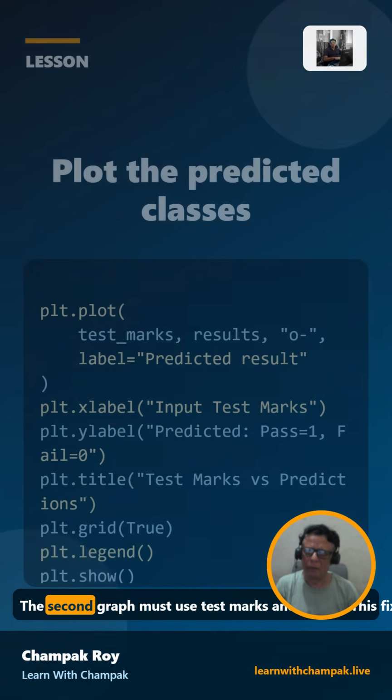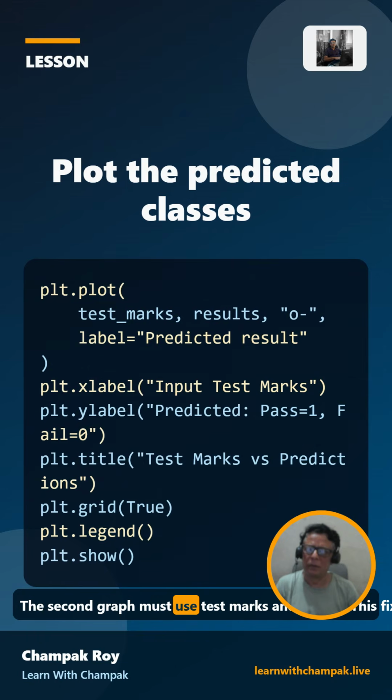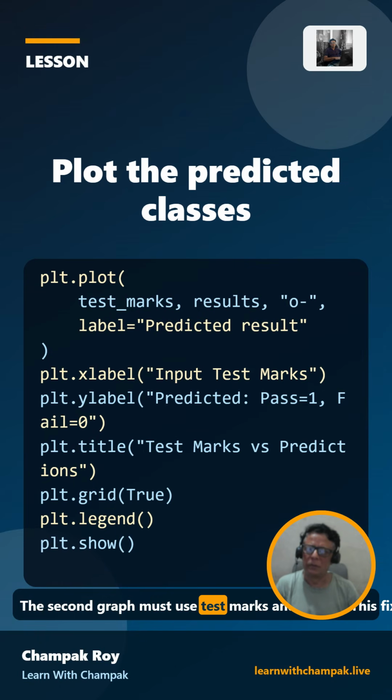The second graph must use the test function results. This fixes the final plot, which accidentally displays the x and y training data a second time.